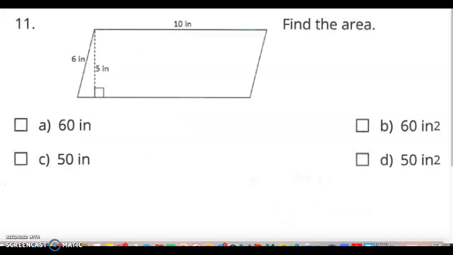Number 11, parallelogram, base times height. Base is 10, the height is the dotted line. You would only use 6 if you were finding the perimeter, but you're not. You're finding area. Area is what's inside. That's important. Pay attention to that for your test. Area is the distance inside, and perimeter is the distance all around the rim. Those are good test questions.